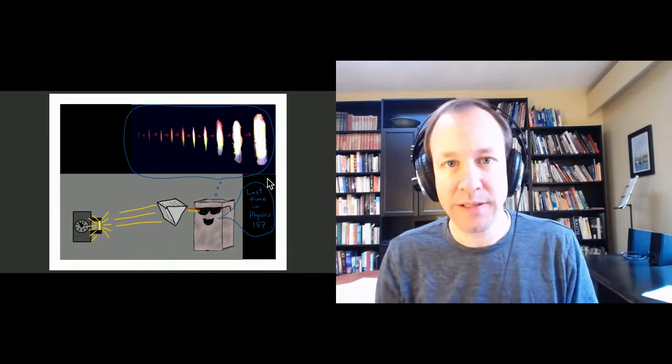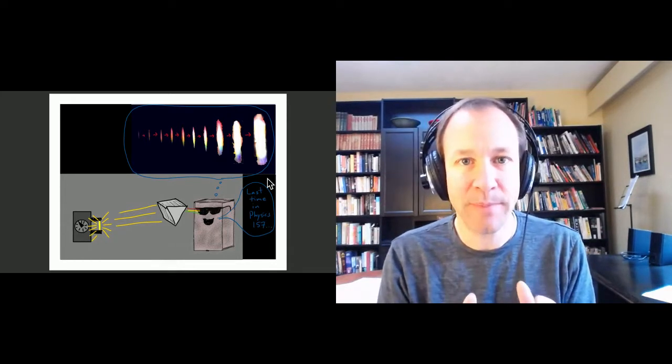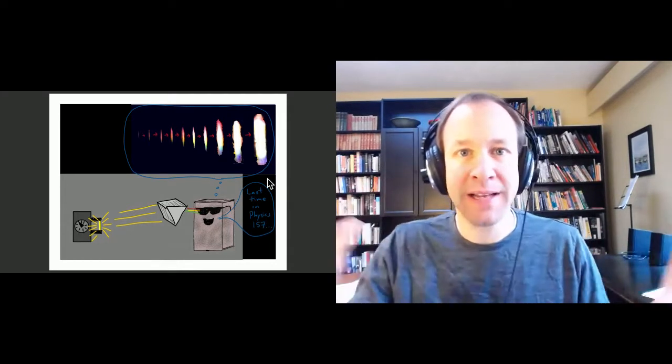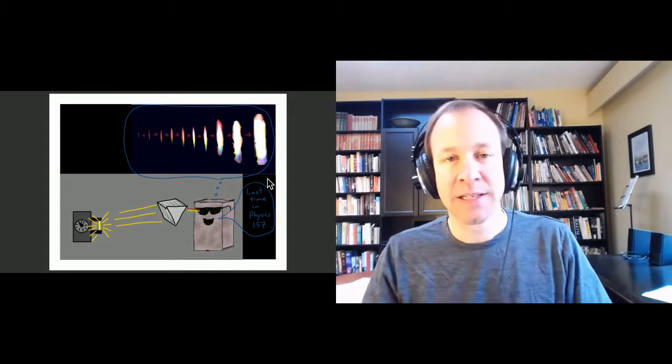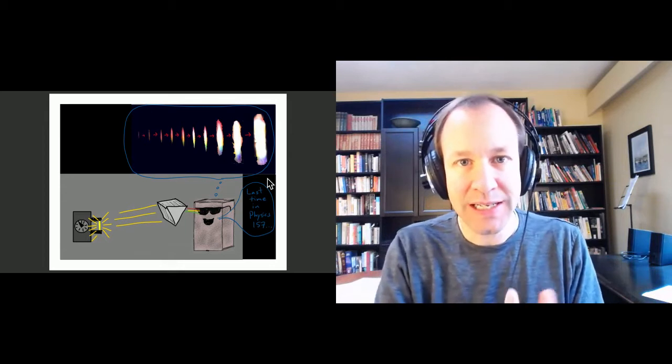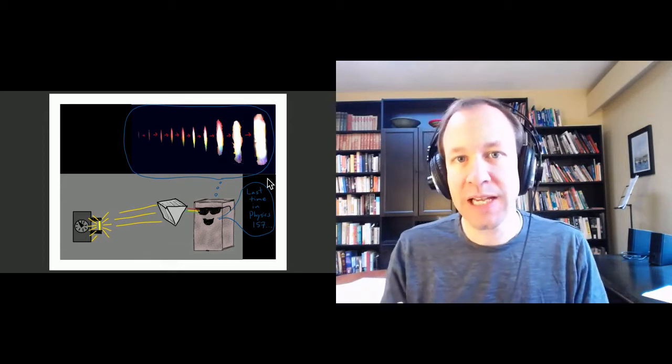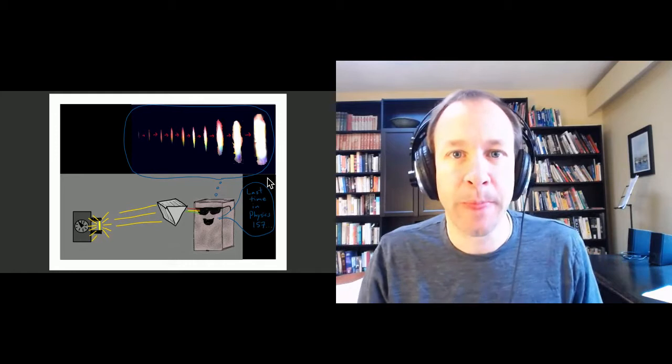So we understood that an object at any temperature will emit electromagnetic radiation in various wavelengths. And the amount of radiation at each of those wavelengths is going to change as we change the temperature.